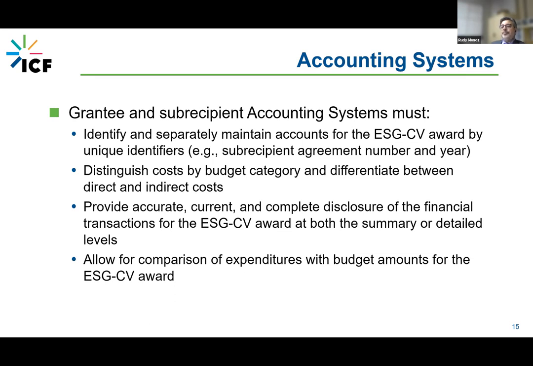And again, we'll be discussing the difference between what direct costs and indirect costs are a little later in this training session. The accounting systems that are utilized must provide accurate and the most current information, and must present a complete disclosure of the financial transactions of each grant at both the summary and the detailed levels. And it must allow for the comparison of expenditures with the budget amounts for each of the federal awards.